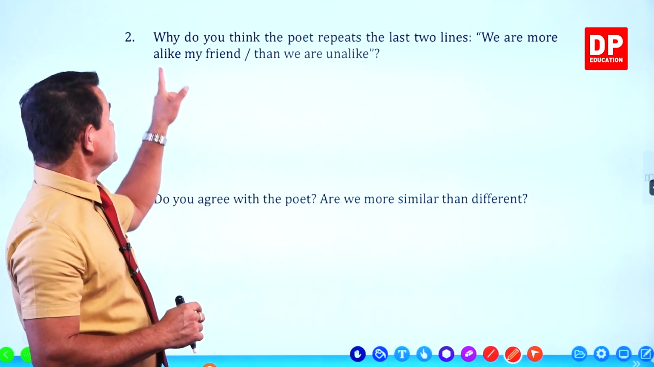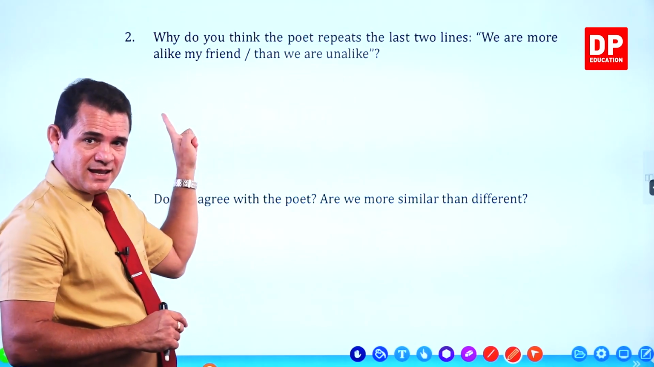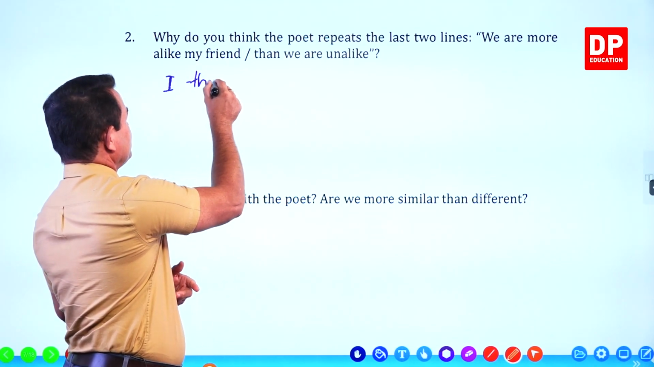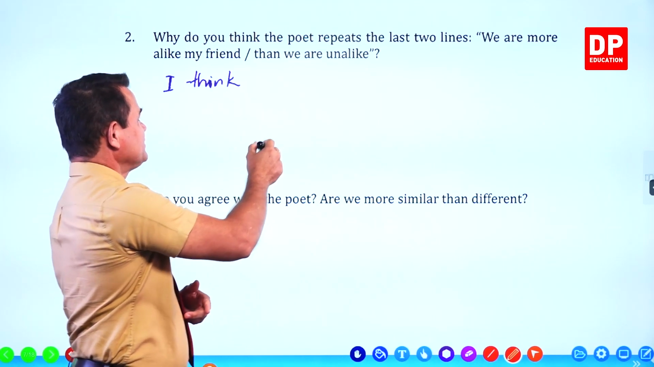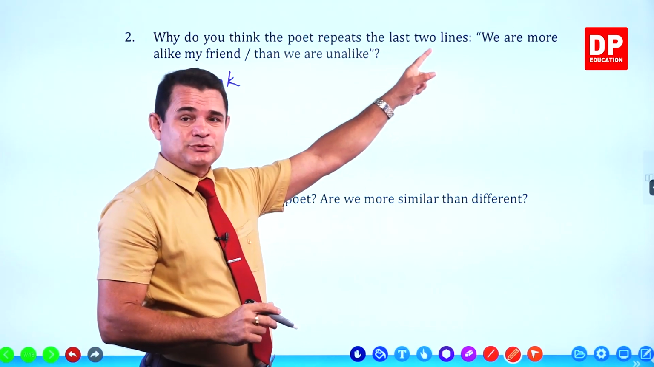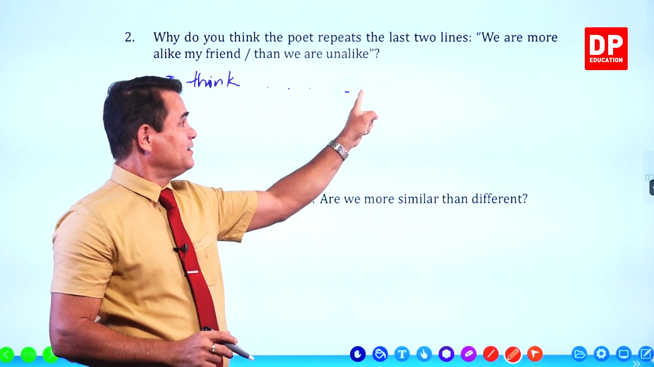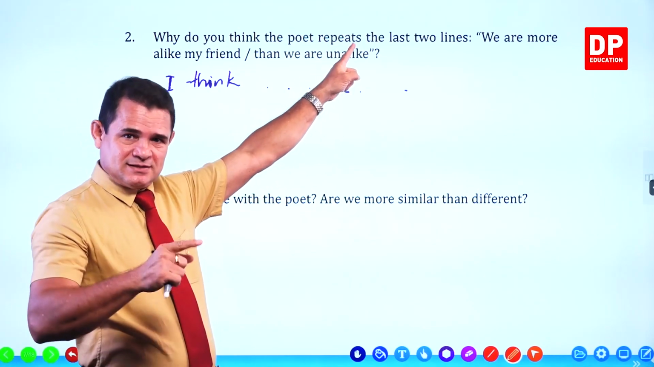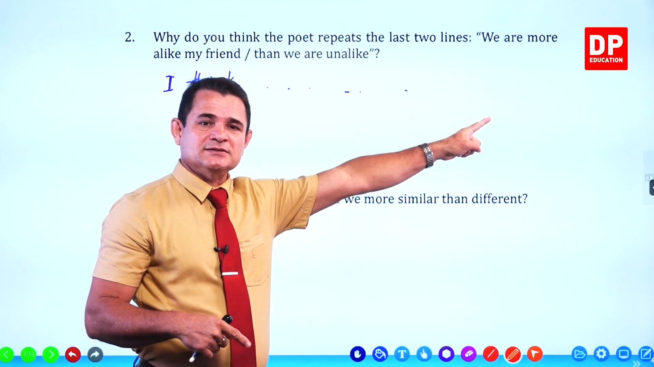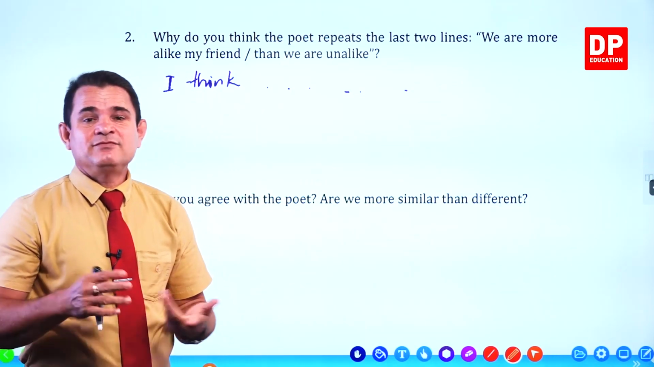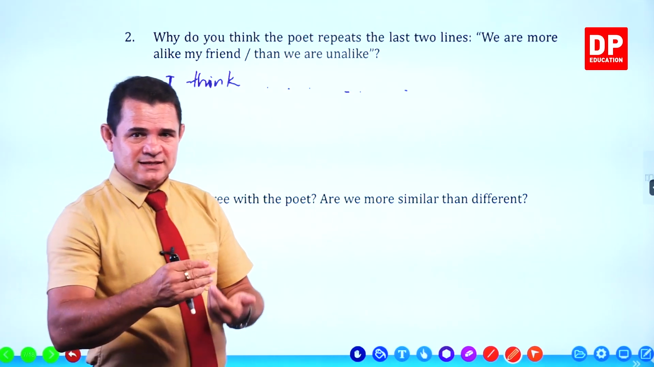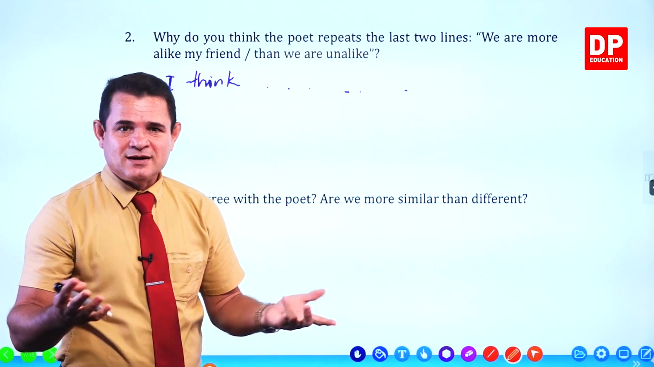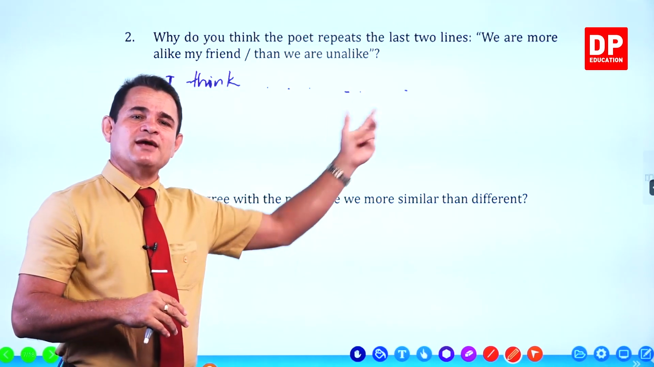Now here, why do you think the poet repeats? I think. You can tell your idea. I think the poet repeats the last two lines. You can write it like that. The poet repeats the last two lines. Poet means the writer of the poem. Repeats means says it again and again. Last two lines to emphasize. Emphasize means to say something strongly. Our similarities are greater than our differences. Whatever you feel, you write.